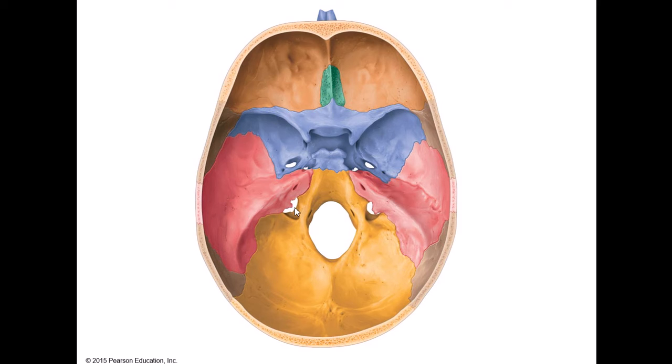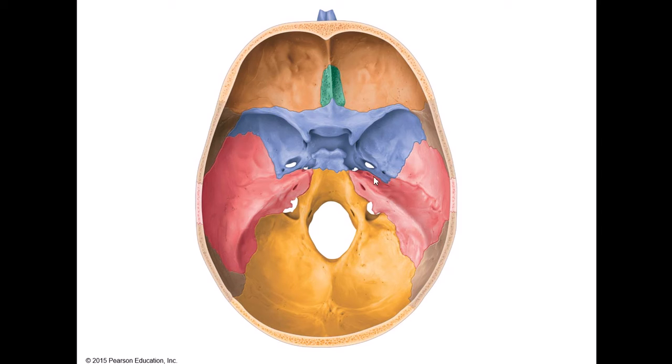In between the jugular foramen and the foramen magnum, this little hole right in between is called the hypoglossal canal. Right, so you'll see the two hypoglossal canals. That holds the 12th cranial nerve. We'll see it's called the hypoglossal nerve down the road. So foramen magnum, jugular foramen, hypoglossal canal.